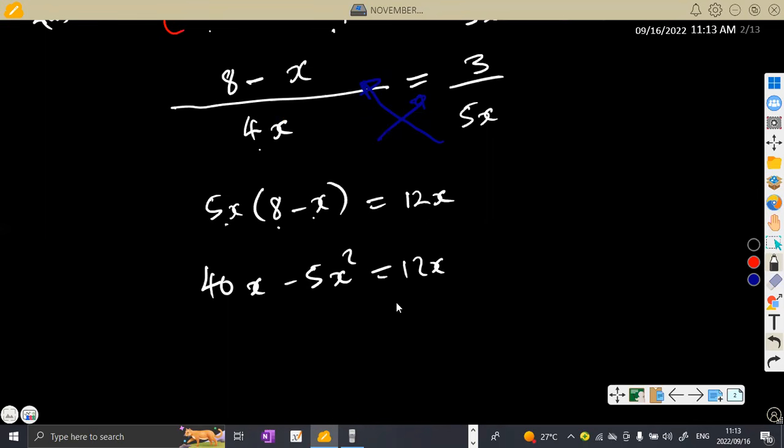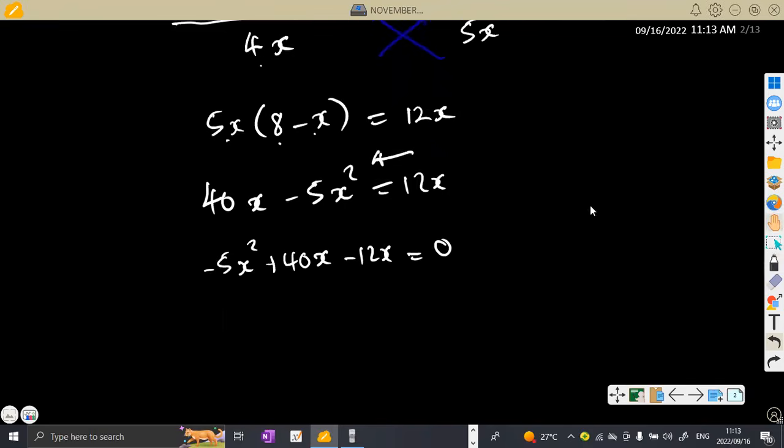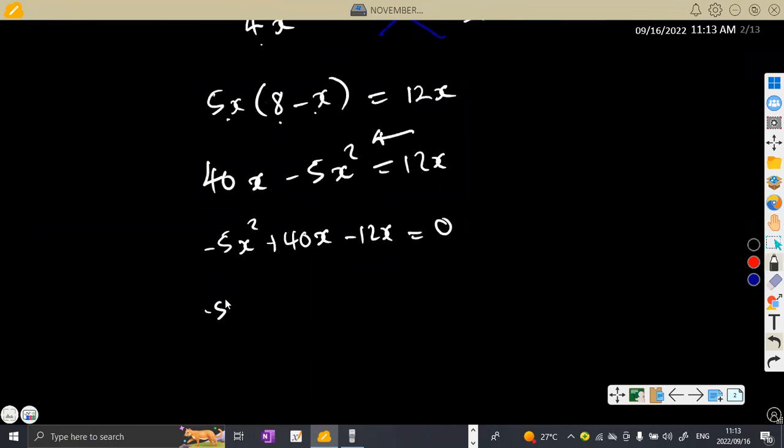So from this part, what can we actually do? That is the question. I can collect like terms. Negative 5x squared. Okay, we've got 40x here, plus 40x transpose the 12x to that side, it is going to be negative 12x is equal to 0. All right, so let us collect like terms. That is negative 5x squared. If we are to simplify, put 40 minus 12, that's something like 28. We're going to have 28 here.